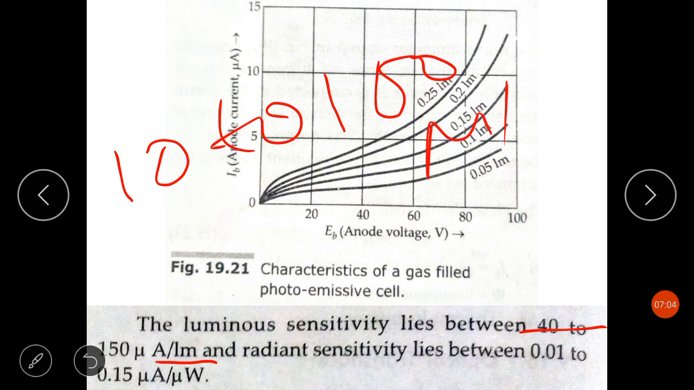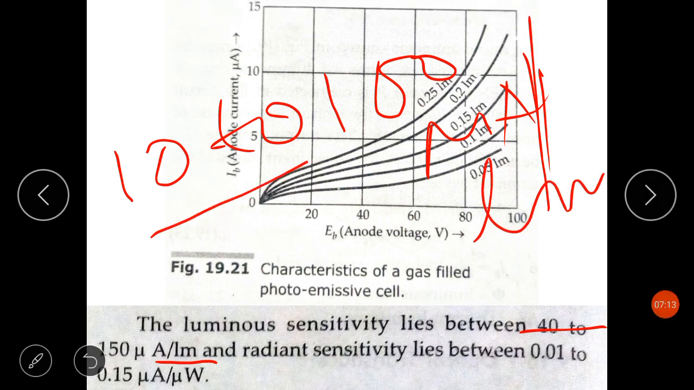Initially for the vacuum type photocell, the sensitivity was 10 to 100 microampere per lumen. Because of the gas filled photoelectric cell, because of this collision process, this ionization process, the photoelectric current got increased, and the sensitivity increased to 40 to 150 microampere per lumen.